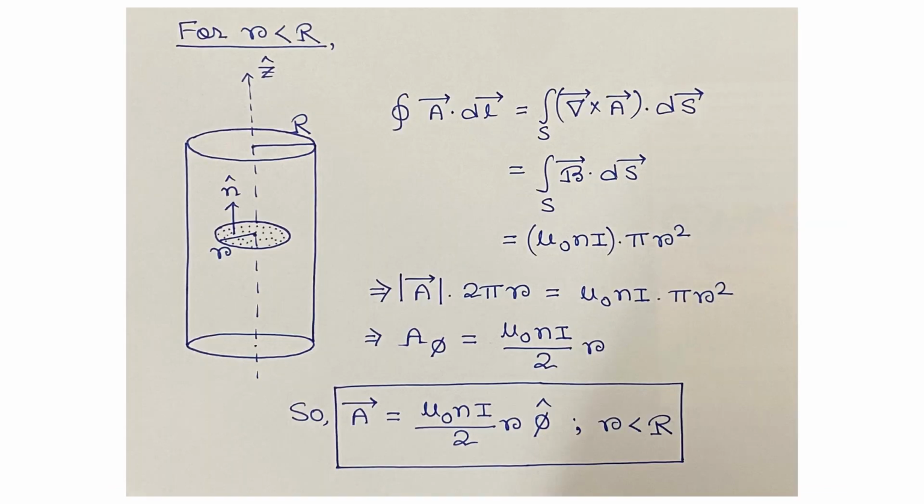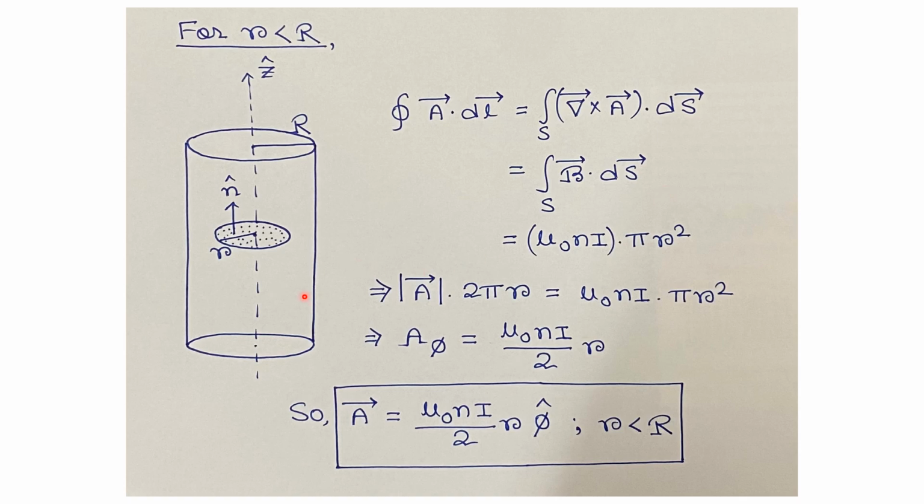Now we'll consider the first case, that is small r less than the radius of the solenoid. So this is basically the region inside the solenoid. For this we'll consider a circular path of radius small r at position z equals L by 2. We'll calculate the closed path integral of the vector potential along this circular boundary. Now this line integral can be written as the surface integral of the curl of the vector potential, and we know the curl of the vector potential is basically our magnetic field.